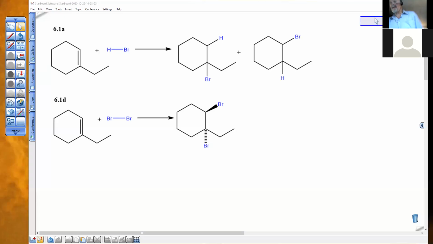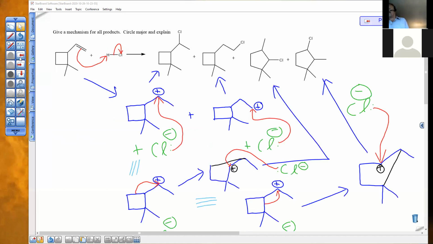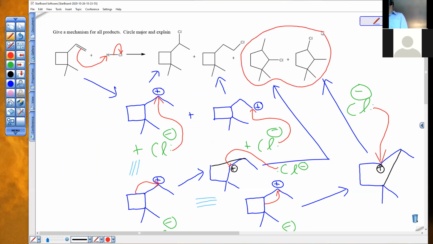And on the previous one, I forgot to finish my own question. We're supposed to circle, major, and explain. Here we go. We're actually going to have pretty equal amounts of these two products. And don't put your explanation up there.